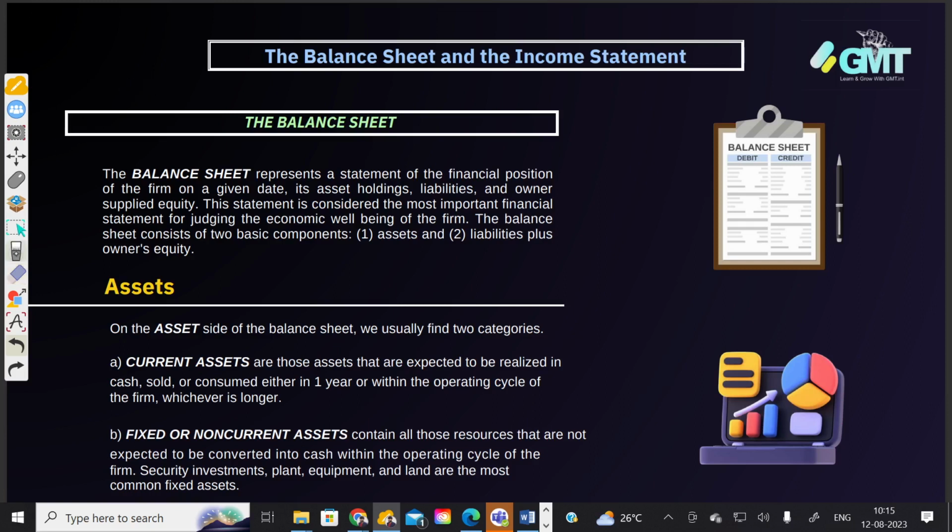So balance sheet, it means, if I take the example, if I ask you what is a balance sheet according to you, definitely you would say it's a mirror of the business.